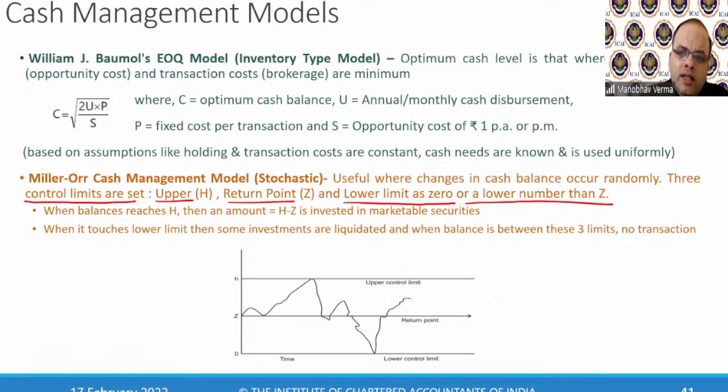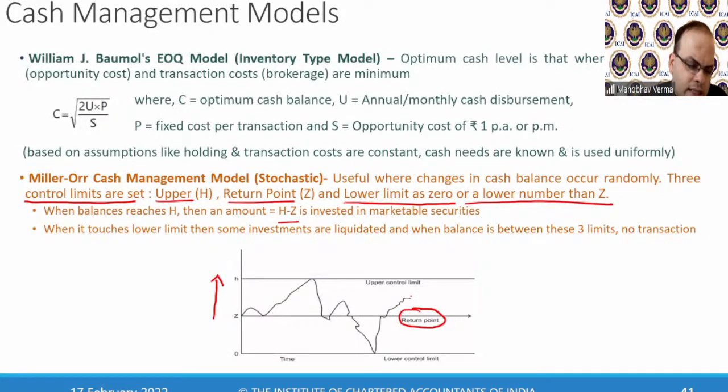So what is happening here is that when my balance is more than Z, and the balance reaches H, that is the upper point, we are looking at this point here. So you can invest an amount H minus Z in the marketable securities. That is why the Z level is a return point. So if you invest, you come back to this point, guys. Making sense? So we invest H minus Z.